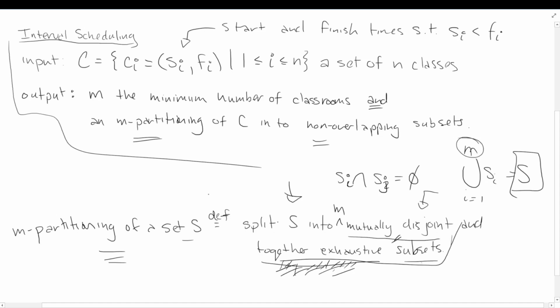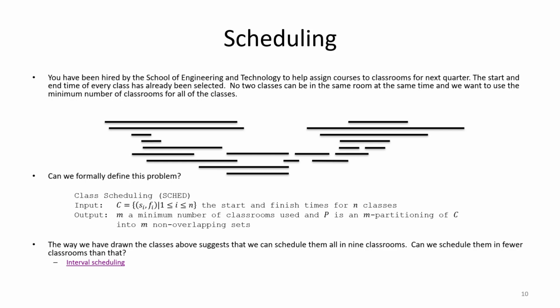So now when we want to write our algorithm, we have things like our SI and our FI. If we want to talk about that, we can talk about M. We've already brought in these concepts of an M partitioning. That might be helpful in our algorithm because that's what our output should be, right? We're trying to partition our classes in this way. All right, I think we've got our formalization pretty much the same.